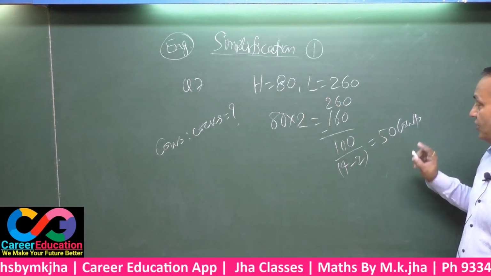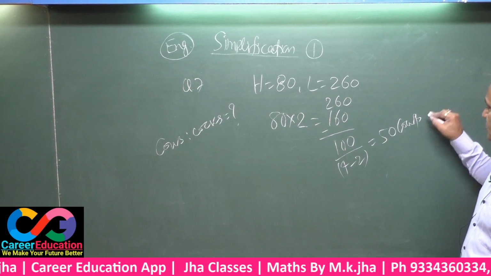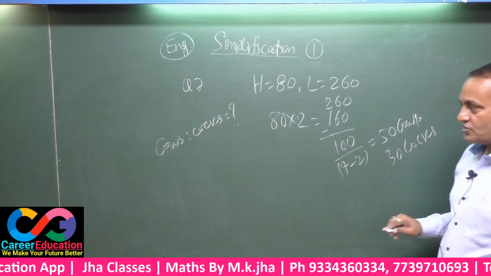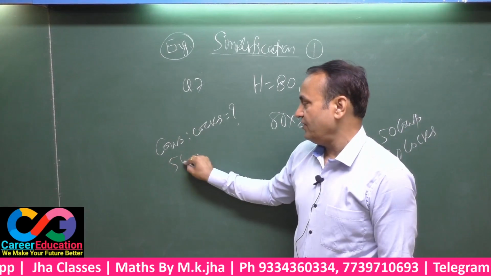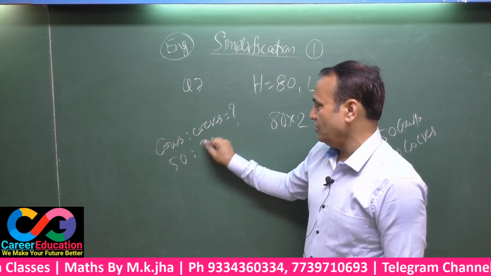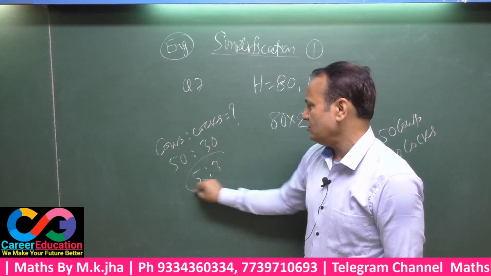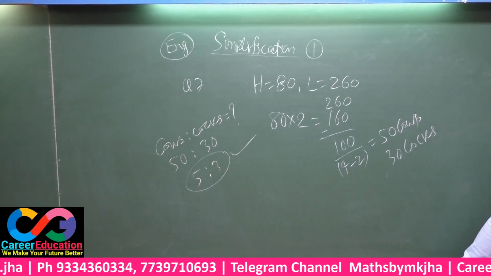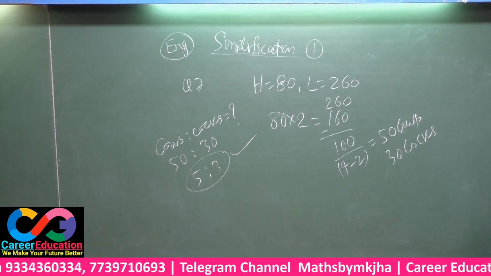Out of 80, 50 cows are there. That means 30 cocks are there. Now put the value here: 50 ratio 30. You get 5 ratio 3. Note down. This must be the right answer. 5 ratio 3 is the answer of question number 7. Note down.